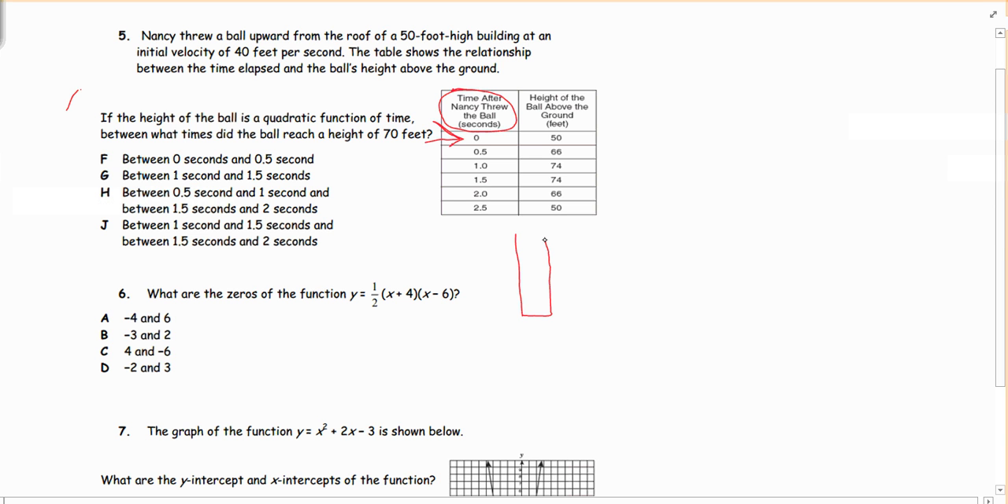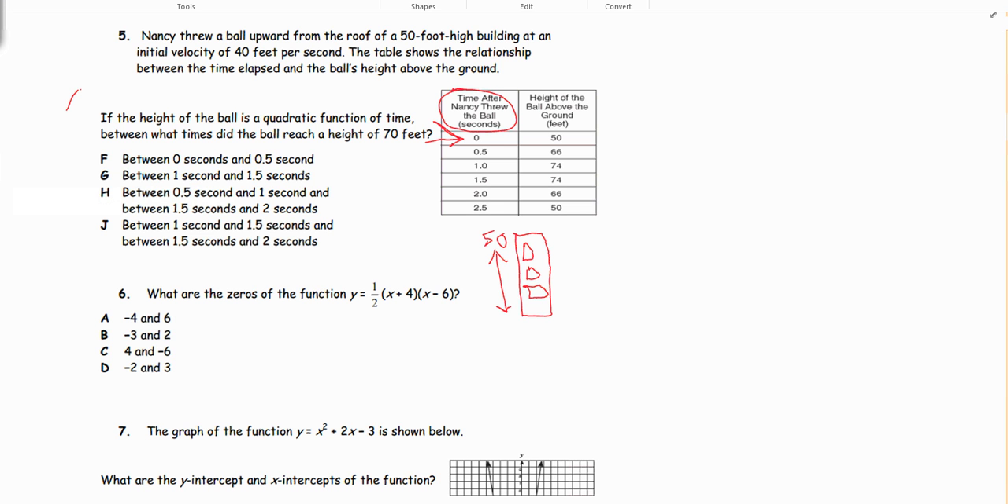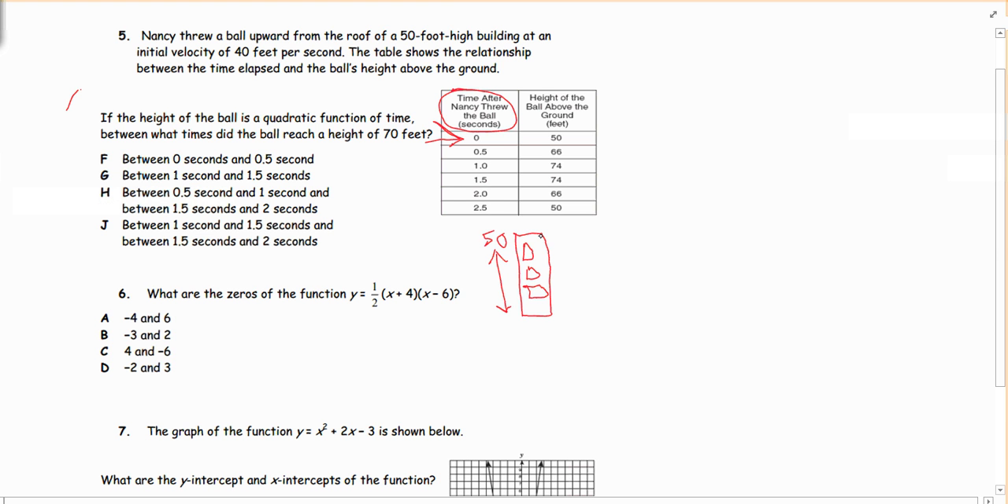So if this is a building and she's at the top, it's 50 feet tall. Here's the ground and some windows, if you want to draw some windows. Sorry about my artistic skills. And she's going to take a ball and throw it, and over here this is going to be the time, and here's the height. So the ball goes up in the air, it goes up, and then it starts coming back down. And it looks like after 2.5 seconds, it's back at 50 feet.